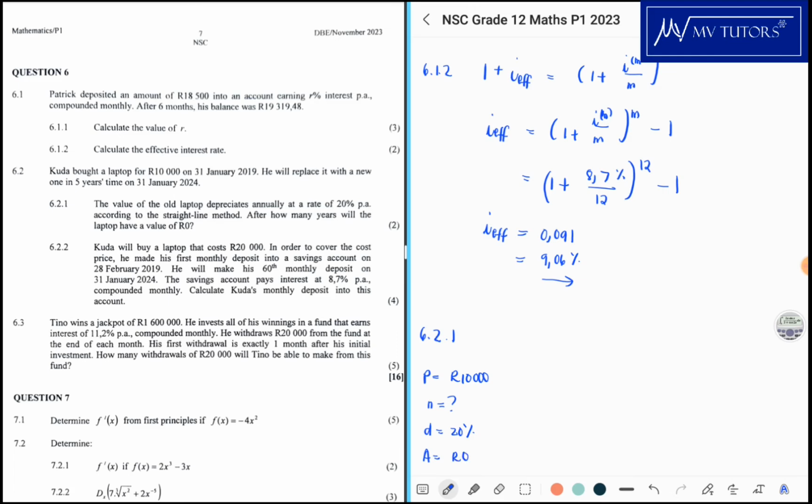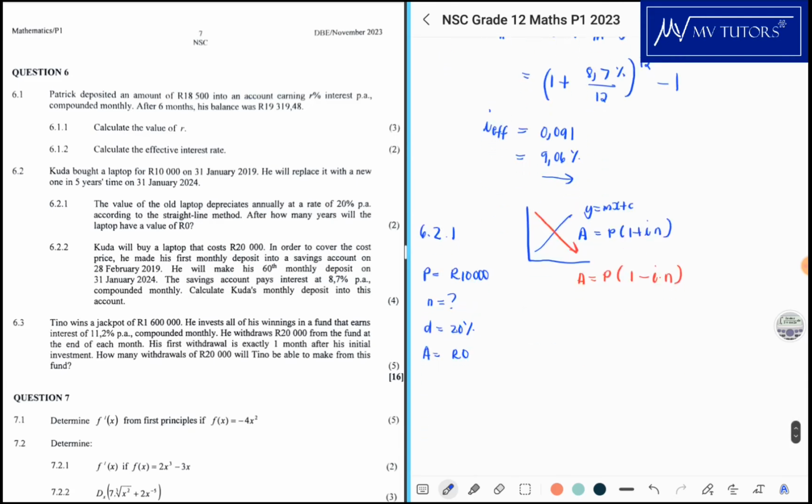So basically, because they said it's a straight line method, remember if it's a straight line, our equation should be along the lines of y is equal to mx plus c, but we're not going to really use mx plus c. It's basically A is equal to P(1 minus, okay, in this case this is plus in, but because this is depreciating, we're going in that direction, we're going to use this equation, 1 minus i times n. All right, so let's get to calculating.